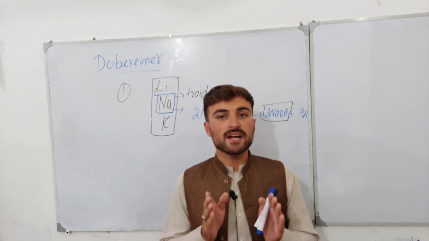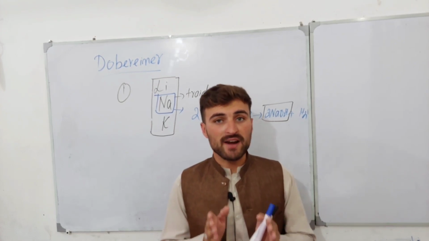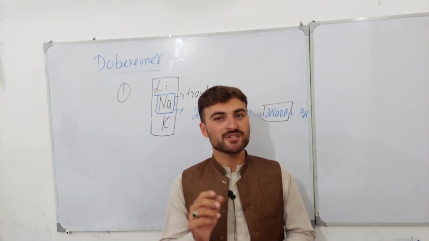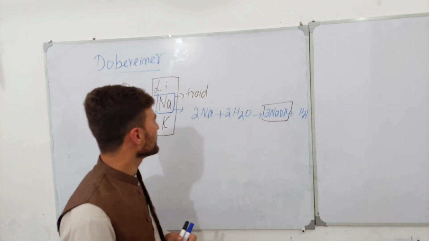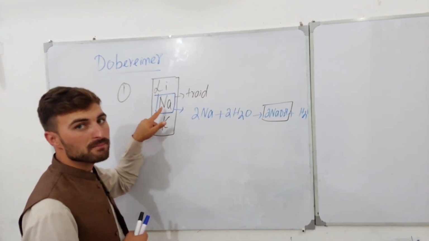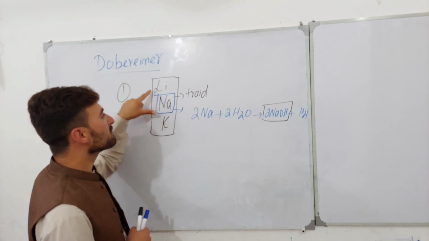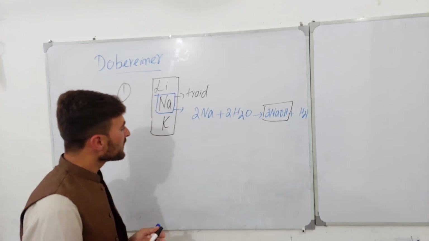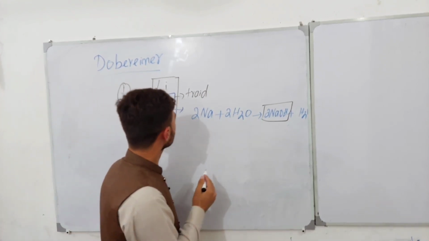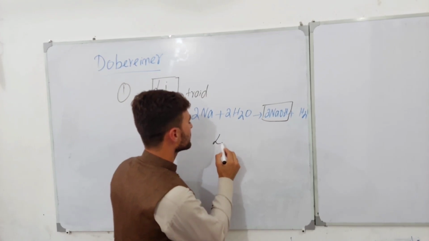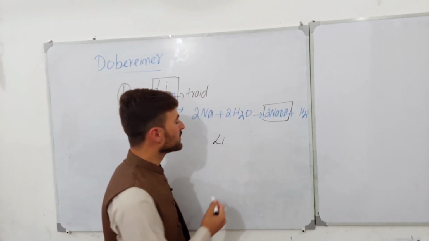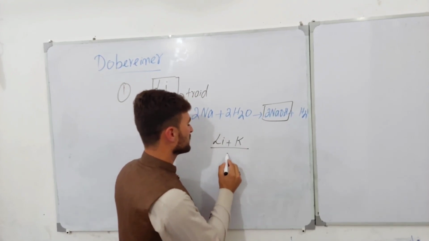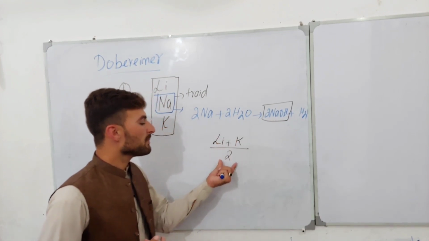The second great work of Dobereiner was that he found the atomic weight of some elements. How did he do so? He did it in this way. He said that the atomic weight of the middle element is the arithmetic mean of the atomic weights of the other elements. He did it like this: he added the atomic weight of lithium to the atomic weight of potassium and divided that value by the number 2.